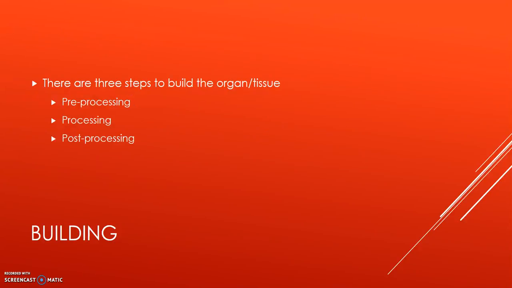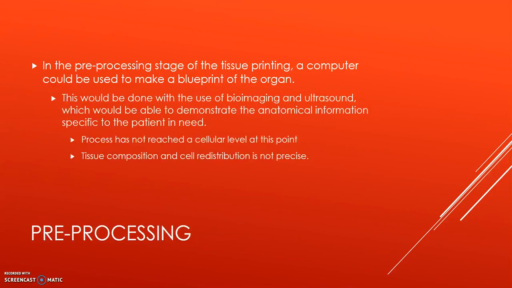To build the organs and the tissue, there are 3 steps, which are pre-processing, processing, and post-processing. For the pre-processing, there are 3 different approaches that could be taken. One of them is in which a computer would be used to make a blueprint of the organ, which will be done with the use of bioimaging and ultrasound. And by using this method, it would be able to demonstrate the anatomical information specific to the patient in need.